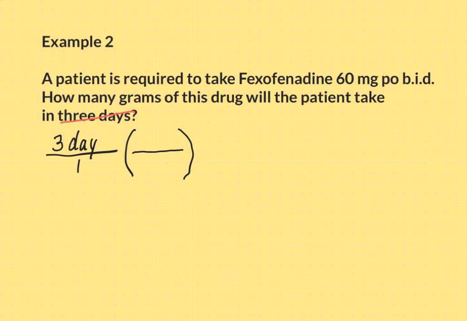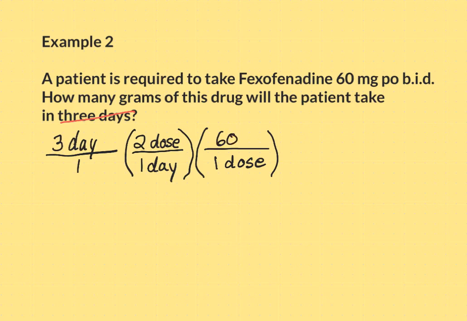A patient is required to take fexofenadine 60 milligrams by mouth daily, 2 times a day. So for every day, 1 day, there are 2 doses. Okay, 2 doses. And how much per dose? For 1 dose will be 60 milligrams. So let's see, days cancel, dose cancels, we have milligrams. We don't want milligrams because we were asked how many grams of this drug will the patient take.